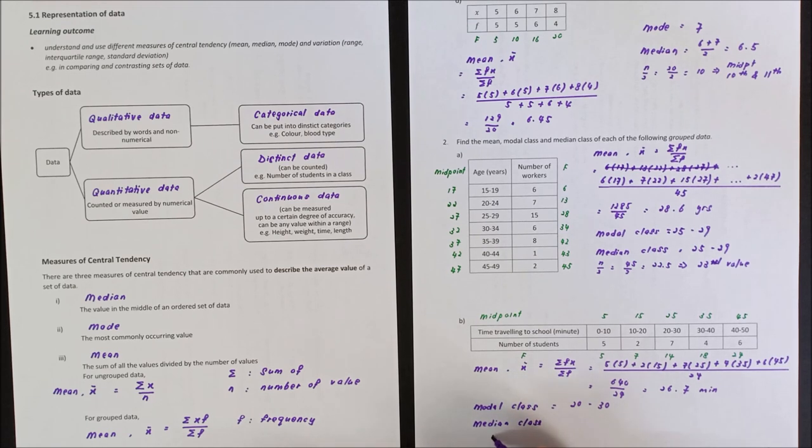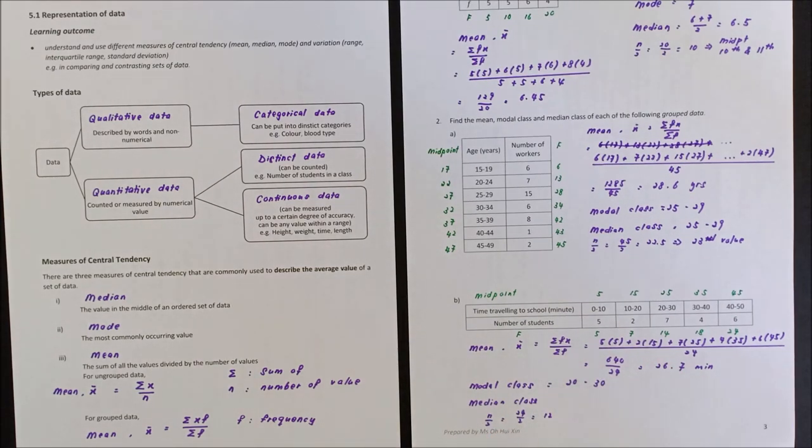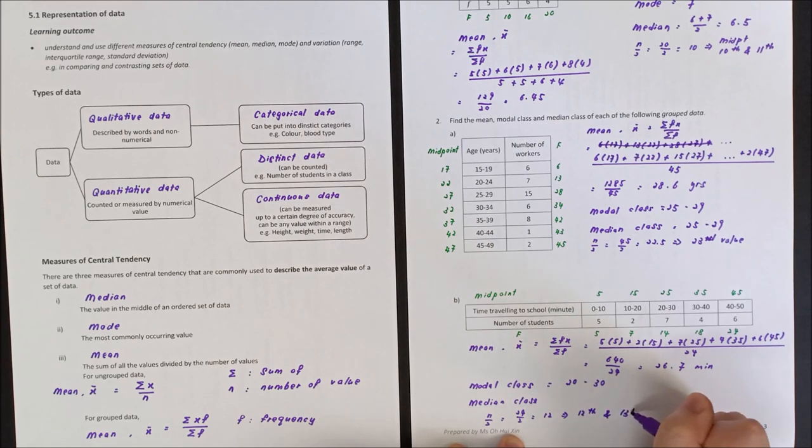So same thing, n over 2. Your n is 24, over 2, you are getting 12. So if you get a whole number, then what should you do? Yeah, if you get a whole number, then you should be taking the number at that place and the next one. So you are taking the 12th number and the 13th number, plus them and divide by 2.